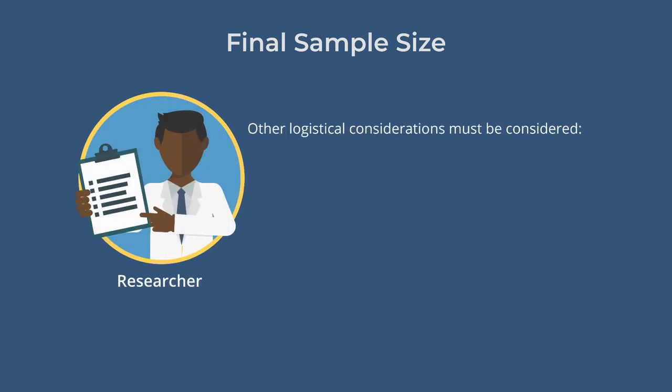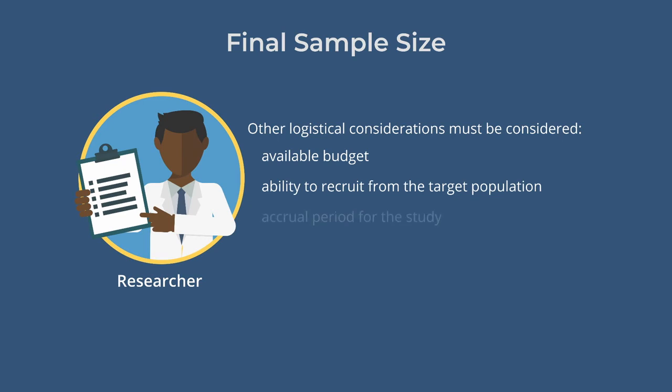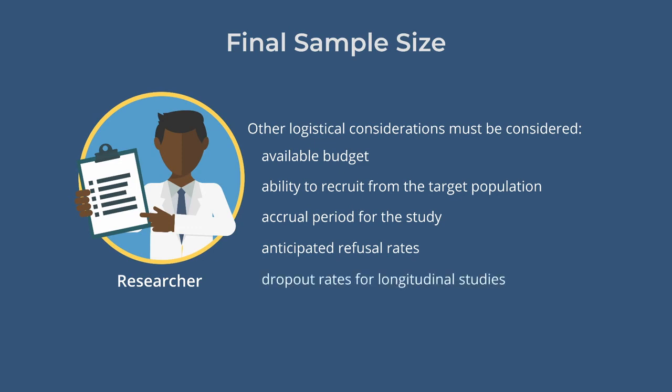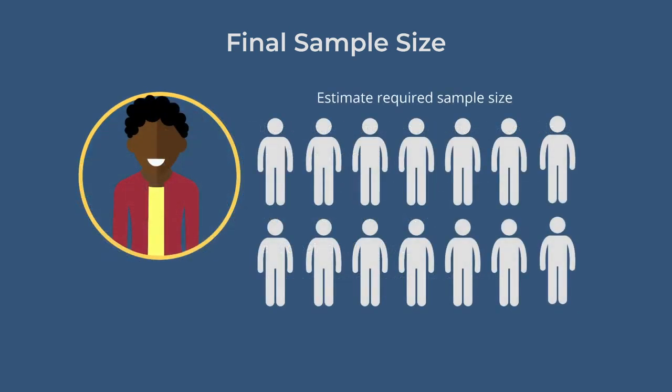In addition to the factors above, other logistical considerations must be taken into account, including availability of budget, ability to recruit from a large population, accrual period for the study, anticipated refusal rates, and dropout rates for the longitudinal studies. The biostatistician can then utilize all of this information to estimate the required sample size for the study to have adequate statistical power to reject the null hypothesis for the primary study outcome.